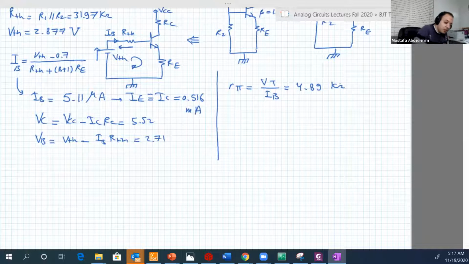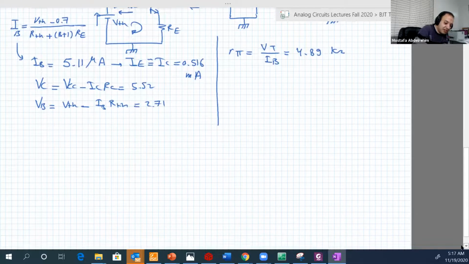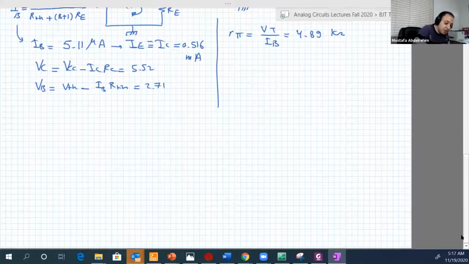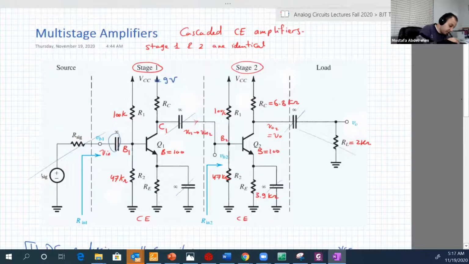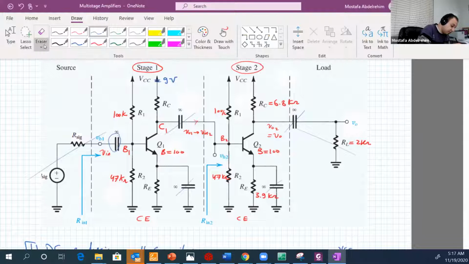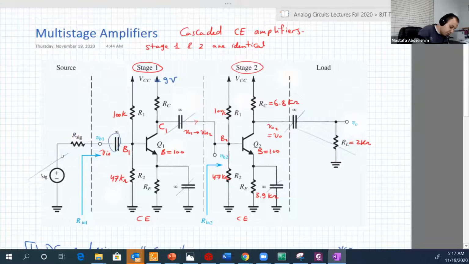So let's go do the EC analysis. So in EC, let's now use another color. So let's remove these illustrations since we did it for DC. Okay, so let's do another color, green for example.